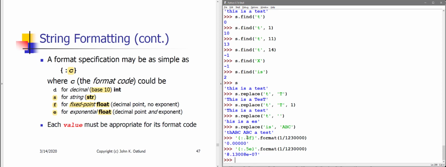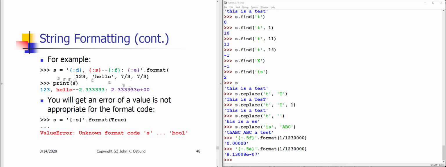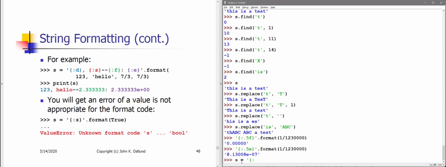Okay, so that's the distinction between F, which does not display an exponent, and an E, which always does display an exponent. All right, here on slide 48 we have a very simple example using each one of these 4 format codes. So S gets, we are going to have a decimal integer, decimal meaning base 10, and then we're going to have a comma and a space. Those are just ordinary characters that are going to be preserved.